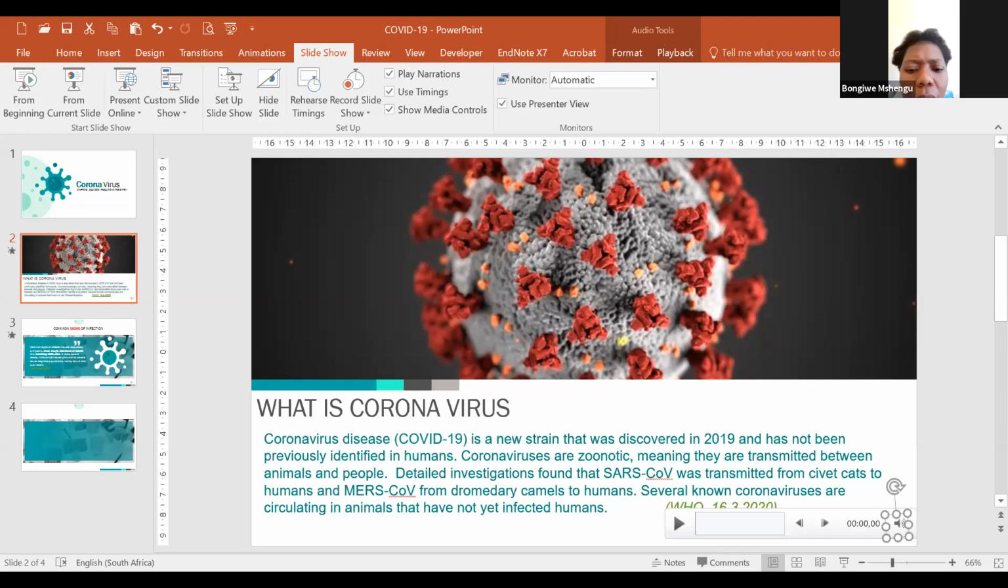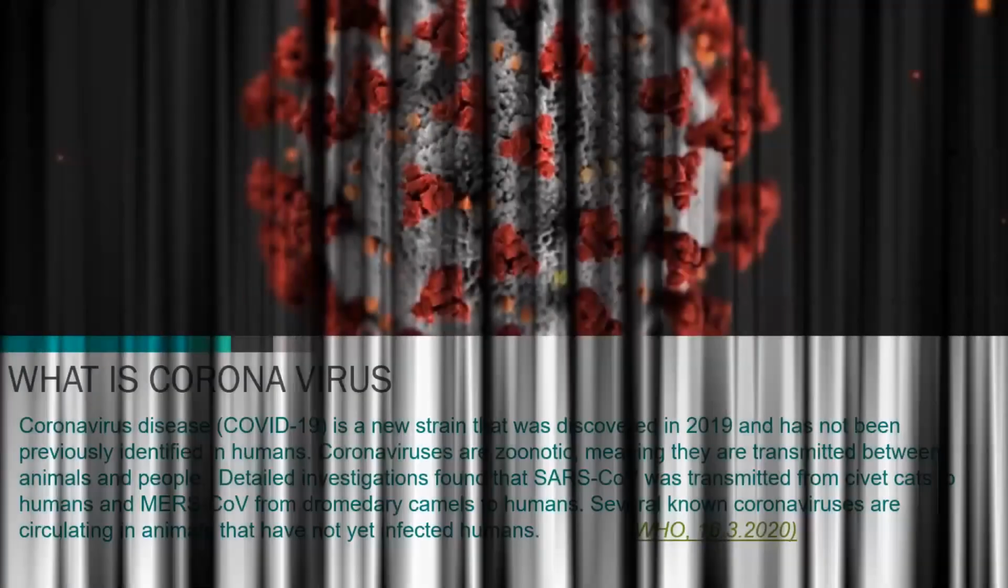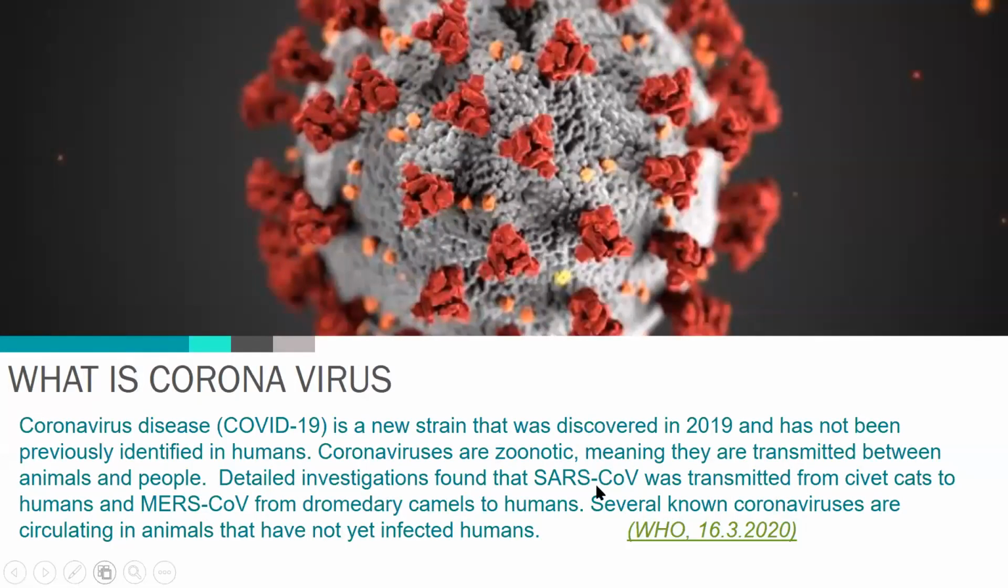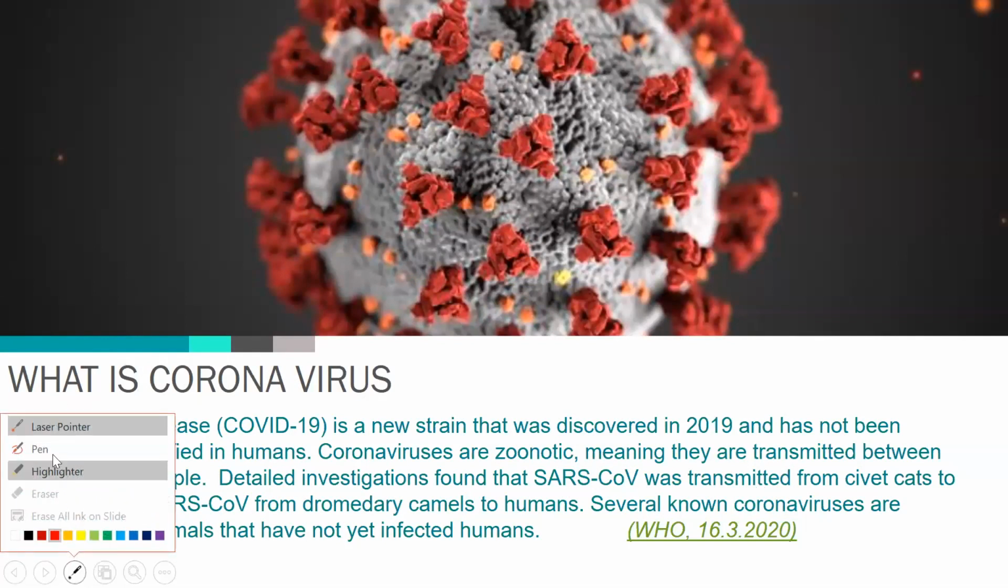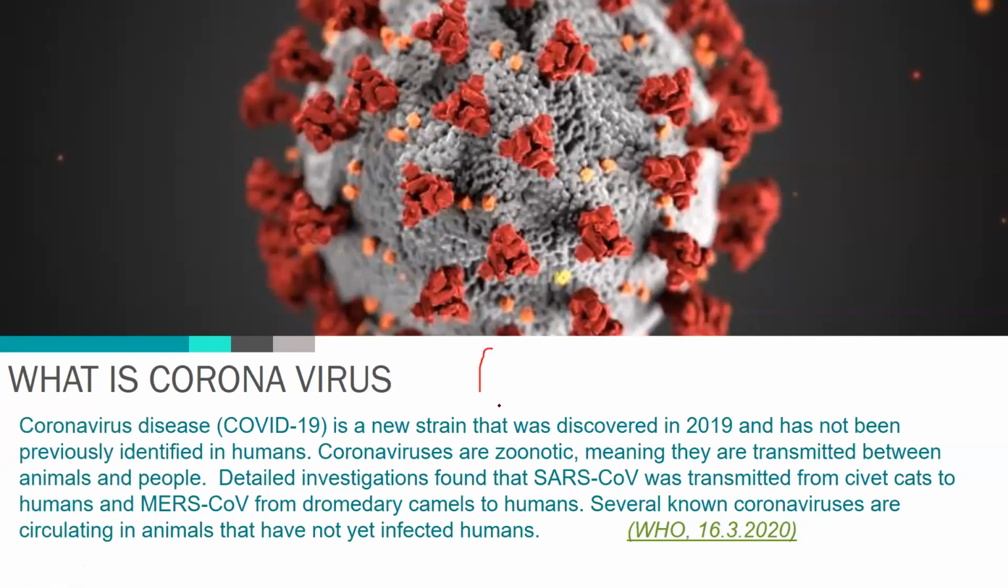Dalia? Yes. I don't think I understood. Maybe I lost network when you were trying to explain. So you say you can write, but it's very difficult. That's what you said. On the slide. I can show you that one more time. So what is coronavirus? So there is a pen option here. Strain that was discovered in 2019. Sorry, that's a laser pointer. You can use a pen and you can write.